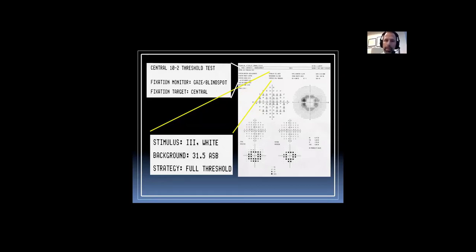I do sometimes order size 1, size 3, and size 5, although typically, again, the most common would be size 3. It tells you the background illumination. For some reason, in the United States, that sometimes is a question on the board examination, which really makes no sense to me. It's a full threshold testing.